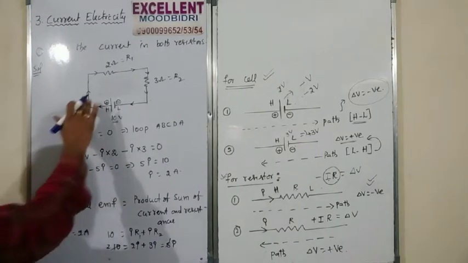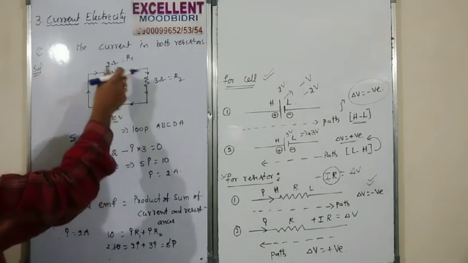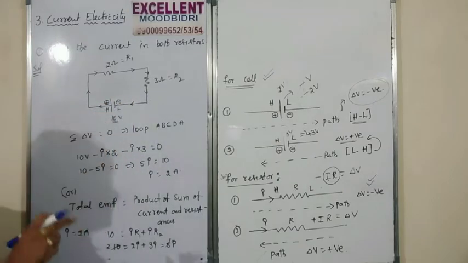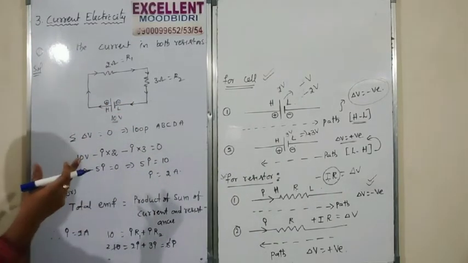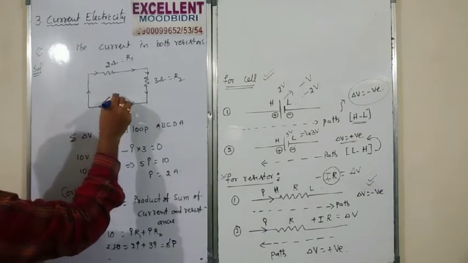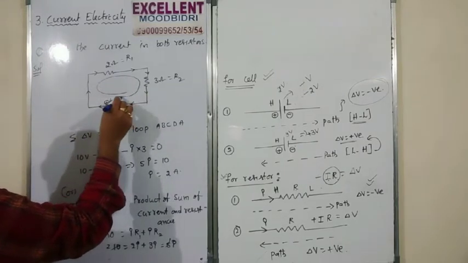Now we want to select a loop. Loop, you can say any path, a closed path. Anti-clockwise also no problem. Clockwise also no problem. Now I will consider the clockwise direction. In this direction I will consider.